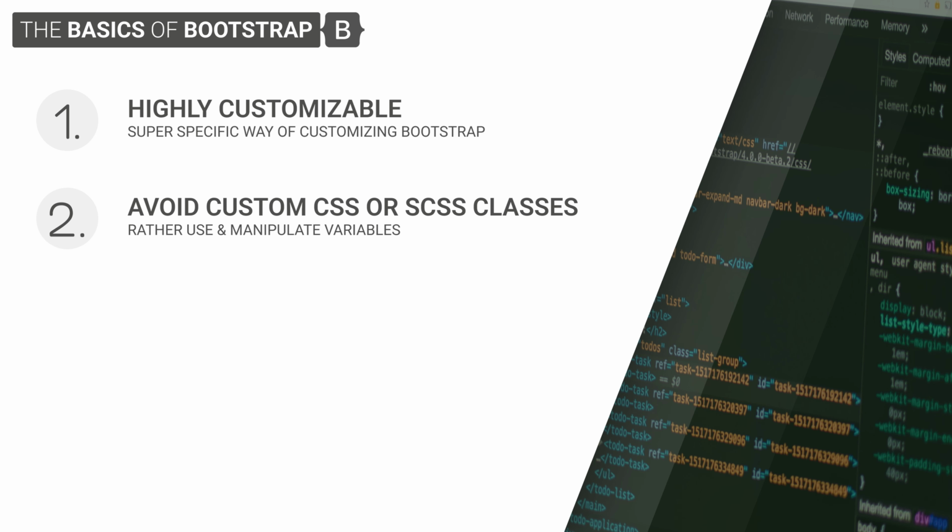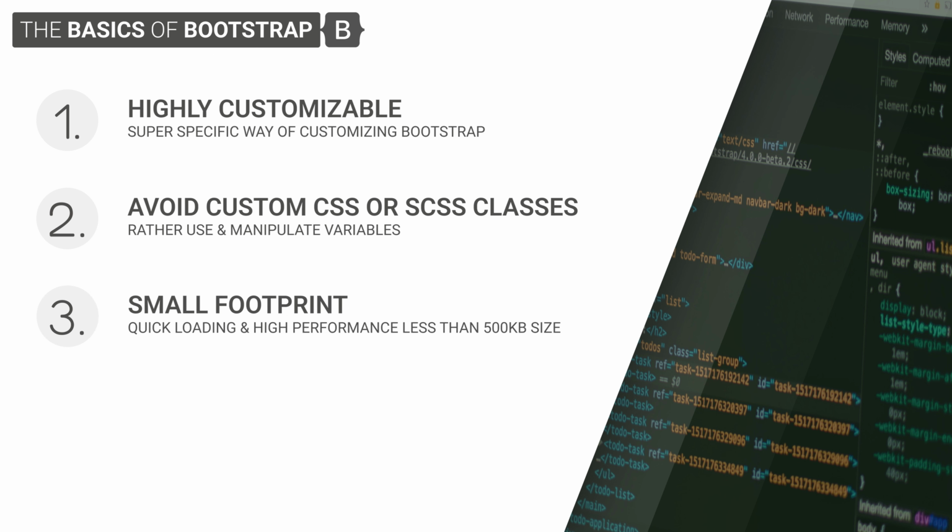Okay, coming back to it. Bootstrap, super customizable, but the core focus is how can we create a website that's got a super small footprint? Because again, we want our Lighthouse to score close to 100%. We want this website to load quick. We want the actual size of the entire page to be less than 500 kilobytes. To achieve that, we need to use the variables.